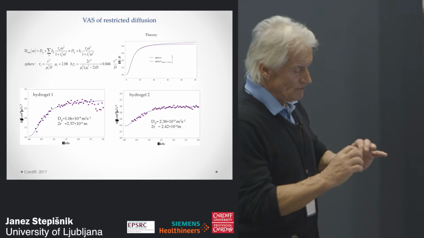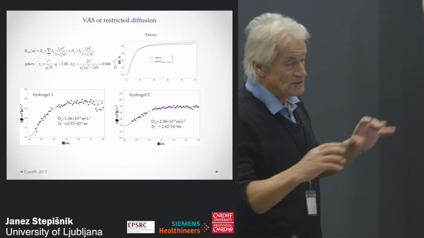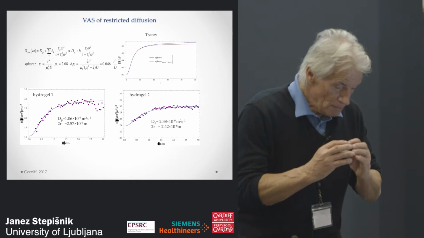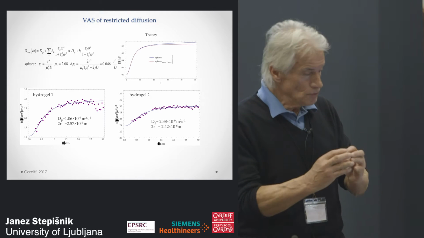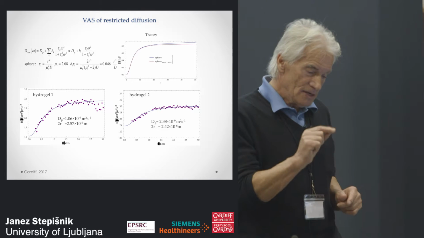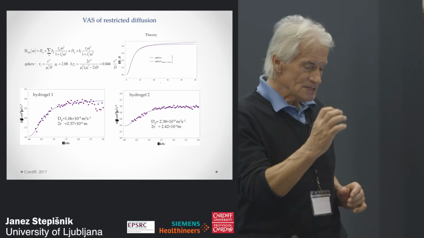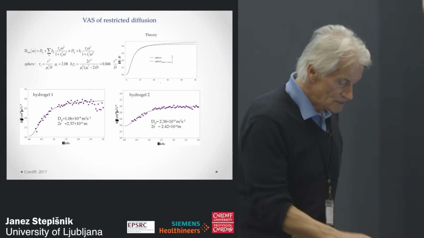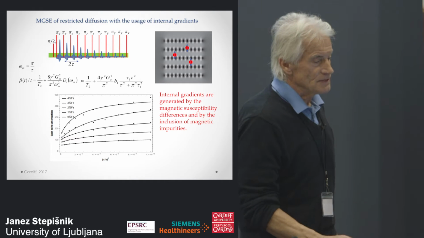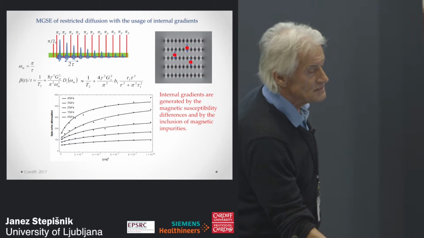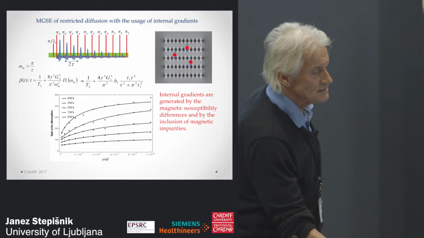But this method works with a constant gradient. The constant gradient also appears in a porous structure due to susceptibility difference. At the interfaces between the beads and the liquid some additional field appears. It is called internal field. Here's an example: you have beads, and all around you have some additional field. This dark and bright region means a difference in the field.